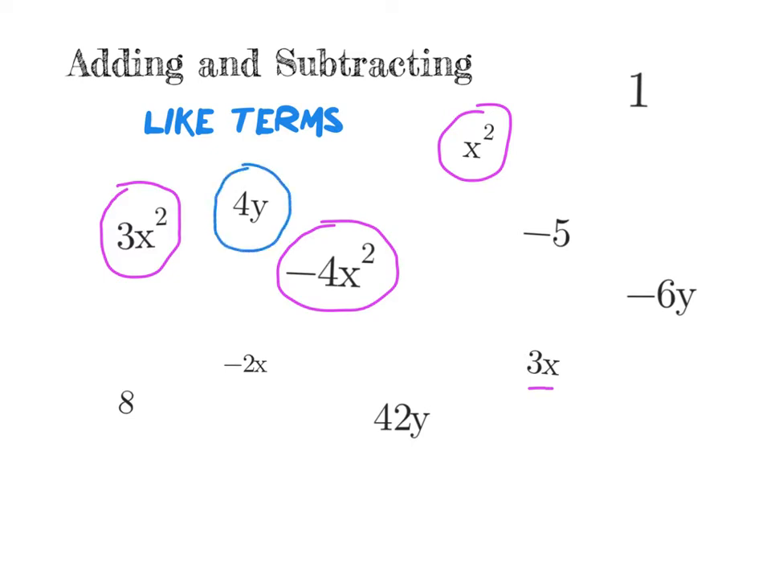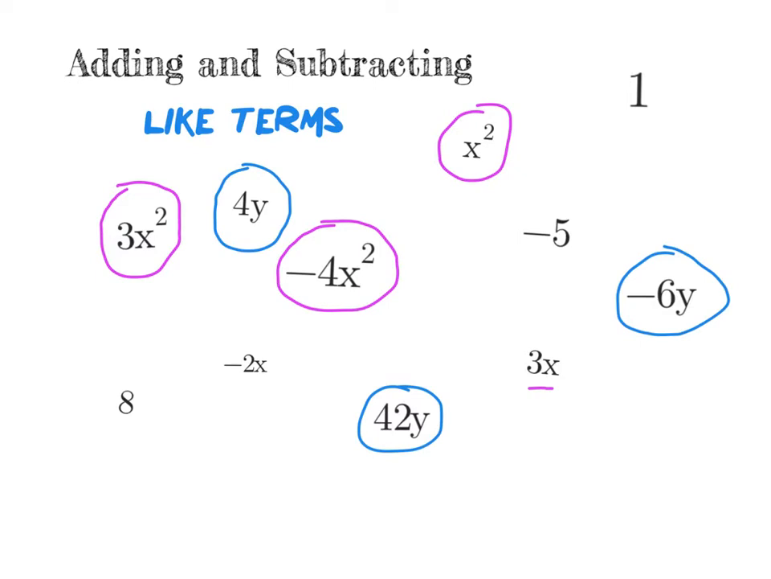Looking at the 4y, like terms of 4y, we've got negative 6y and 42y. So if we had 4y plus 42y, we'd get 46y. Take away 6y will get us to 40y. So we have 40 y's on this page.